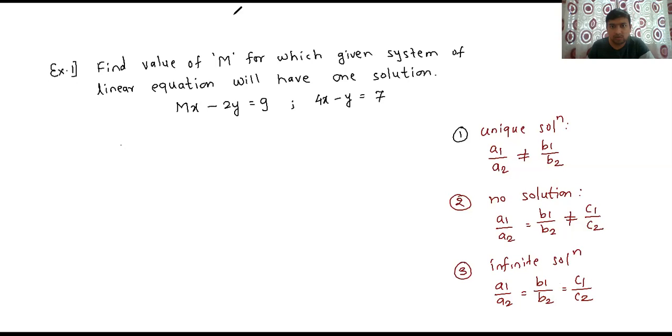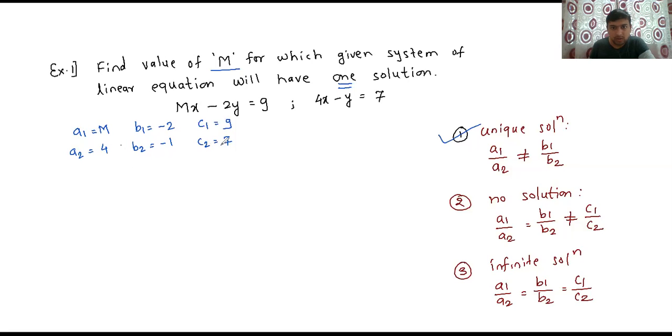Now let us try to solve the given problem. What is the problem? Find the value of m for which given system of linear equation will have one solution. So you have to use first condition. Okay. So let us write first a1, a2, b1, b2, c1, c2. So what is a1? M. What is b1? Minus 2, c1, 9. a2, 4. b2 minus 1, c2 will be 7.